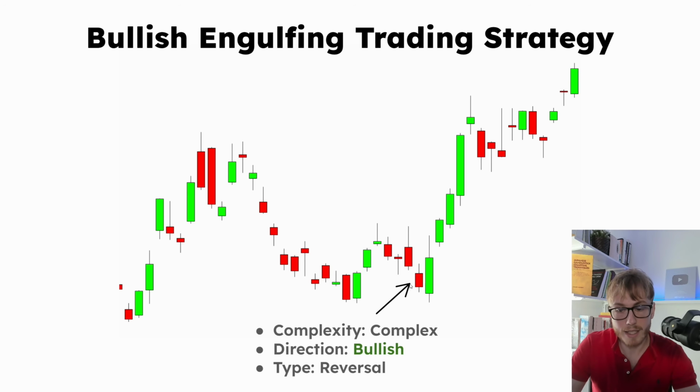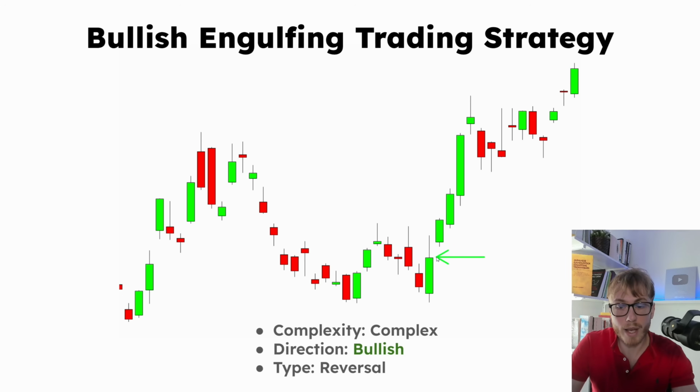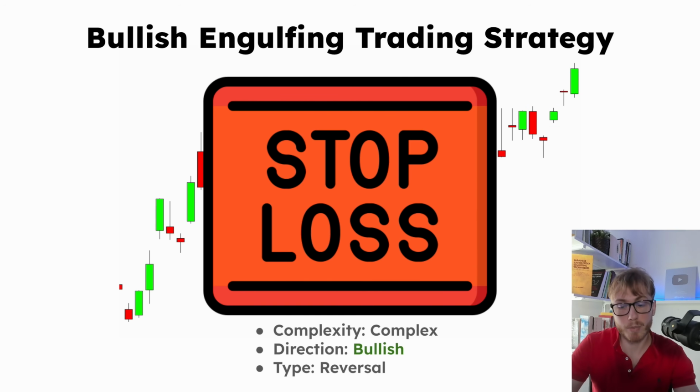The first candle is a small red one, and the next candle, the green candle, opens below and closes above the previous red candle. The most common entry point is to enter when the candle closes, so at the candle close of this green candle. But where do we set our stop loss?